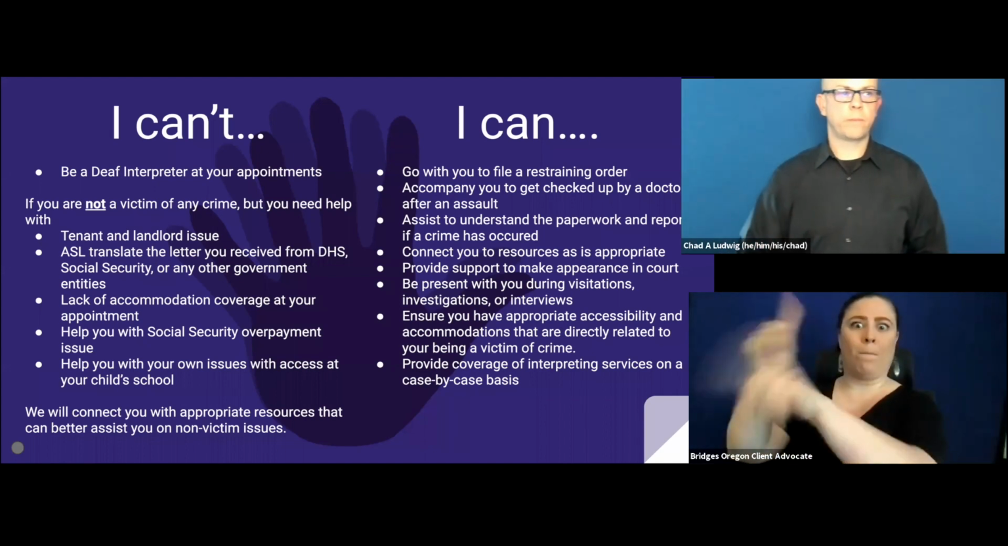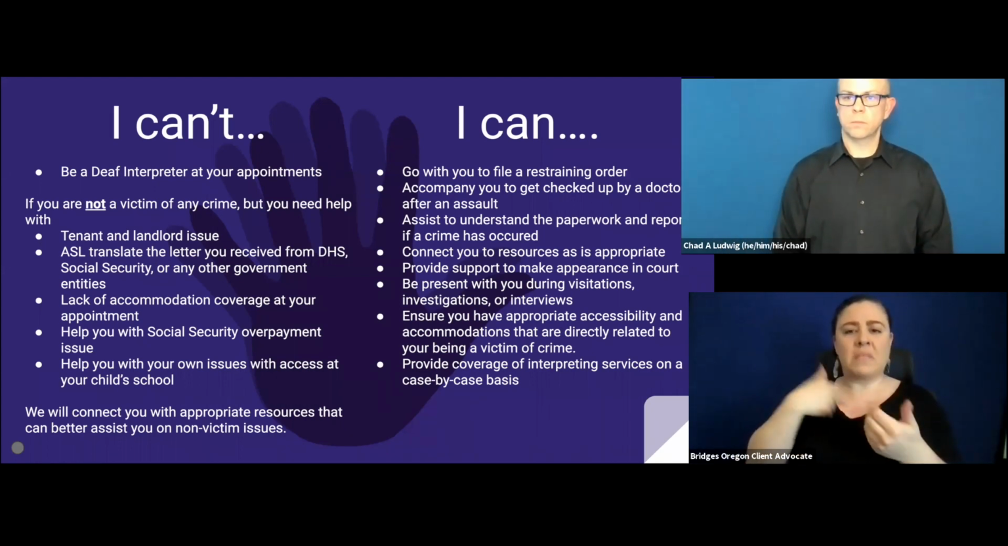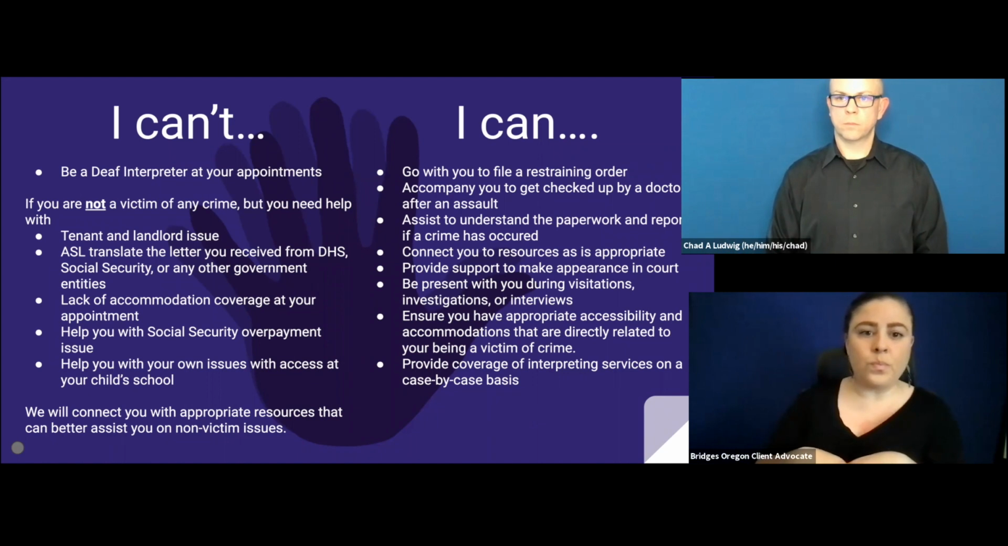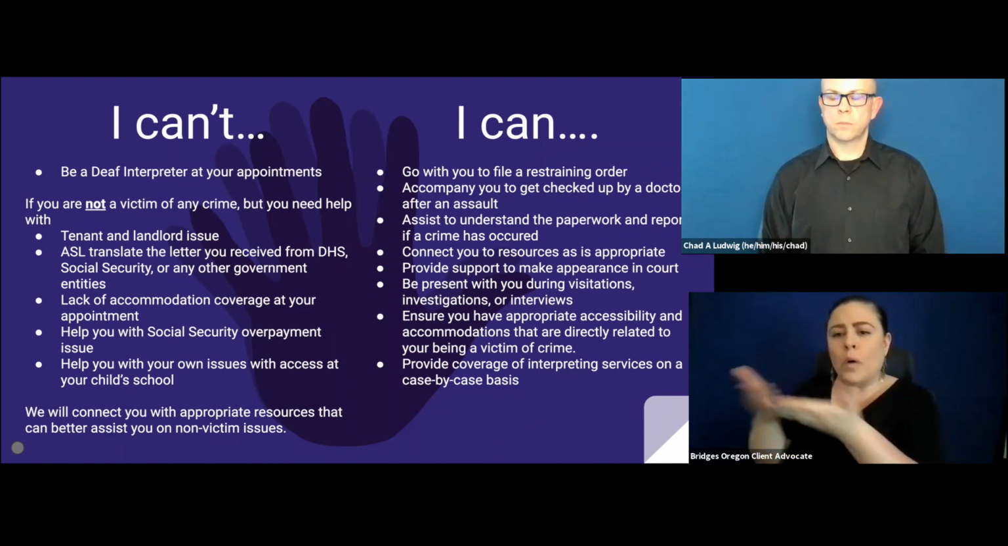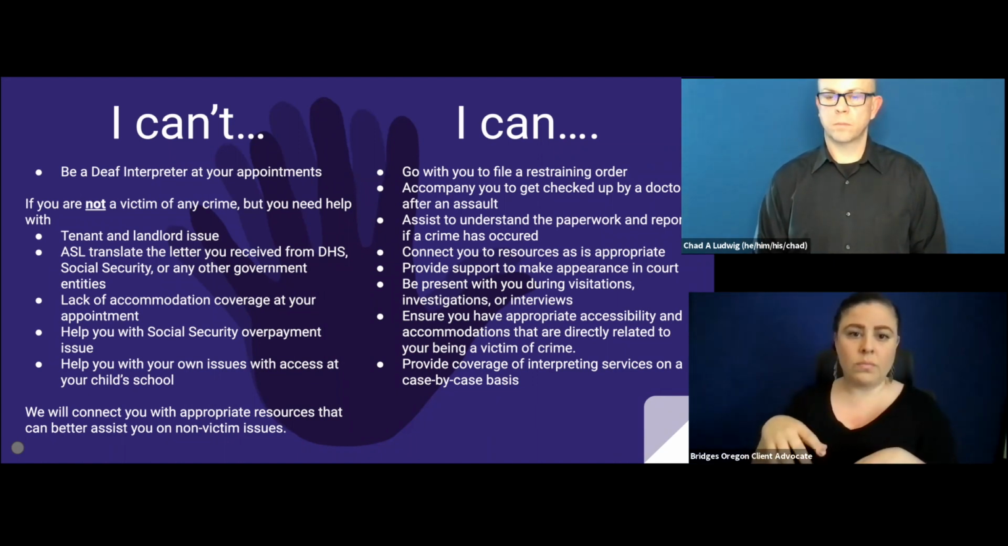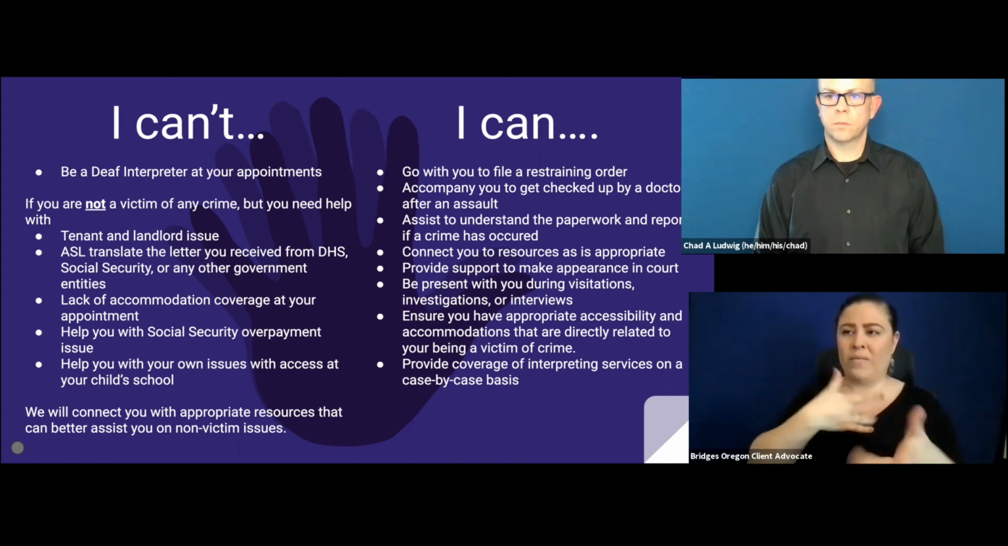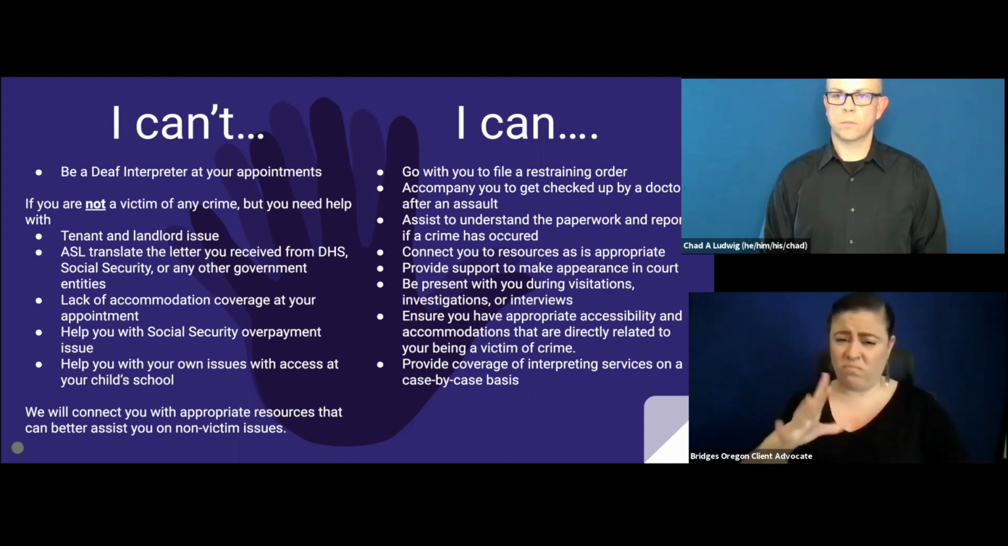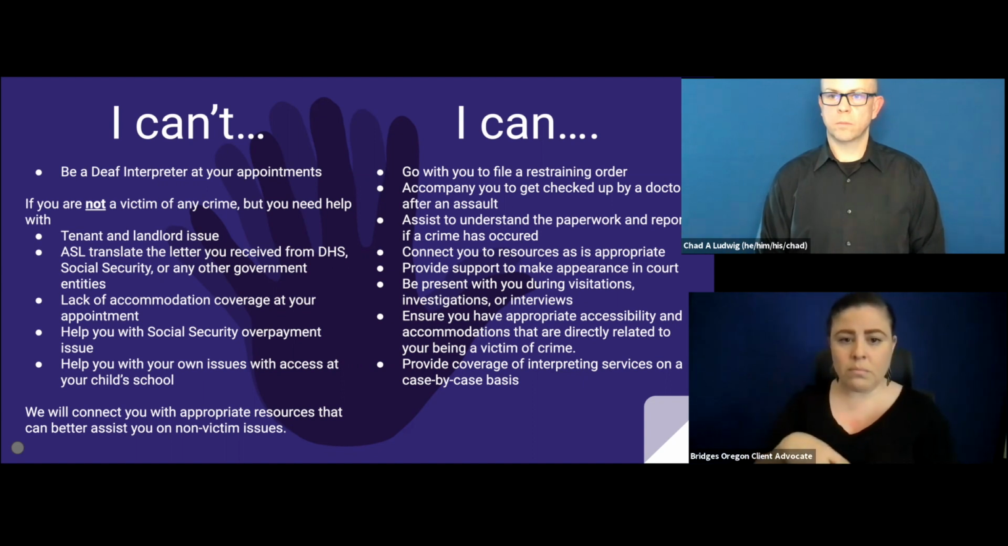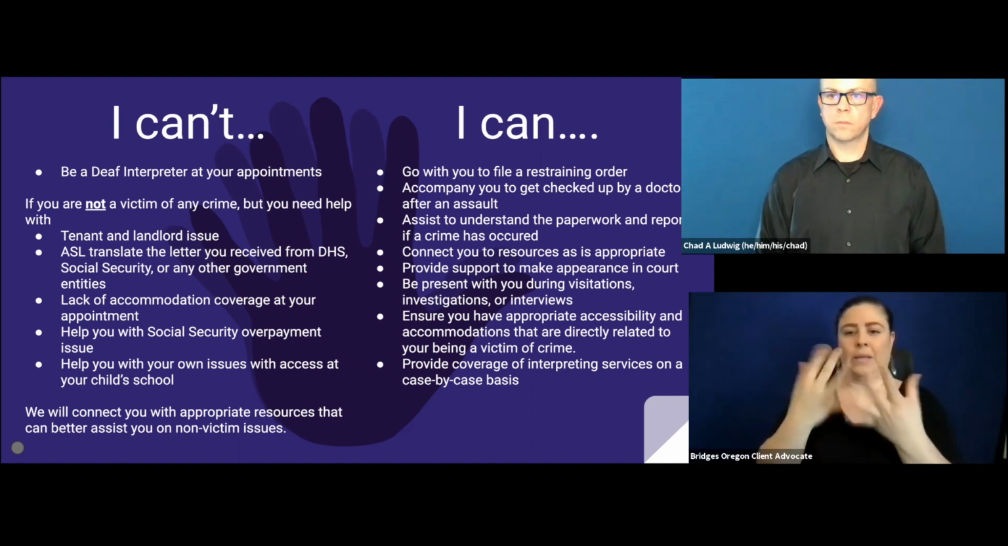Getting paperwork. If you get the paperwork or you report that a crime has happened, I can help you with the proceedings just to make sure that you understand. Connect you also with resources as appropriate. Providing support to make the appearance in court. You're just making sure that you feel safe, and I'll go along with you with that.